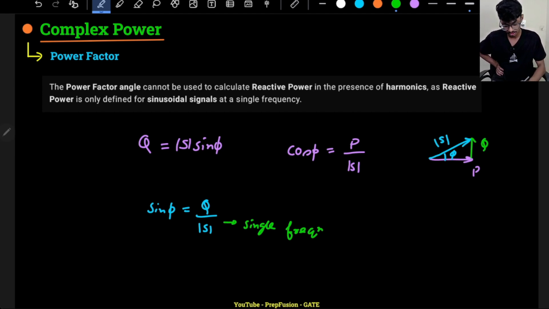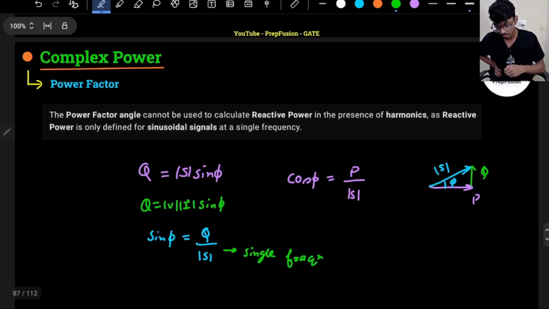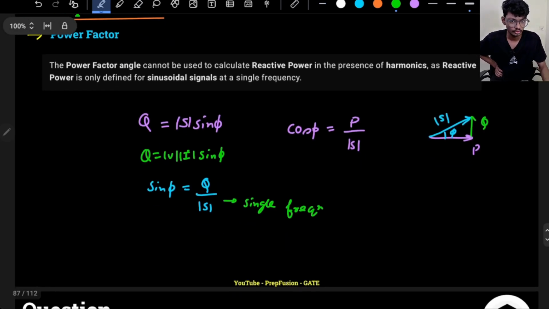So don't use this. Your formula Q equals VI sin phi, that you learned, because magnitude of S is simply magnitude of V into magnitude of I, a very basic thing, so Q equals magnitude of V into magnitude of I sin phi, will also not be valid for multi-frequency. For single frequencies it will always be valid.